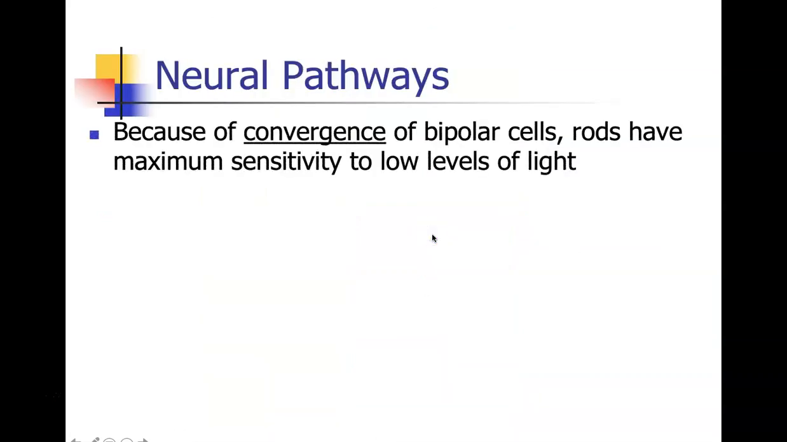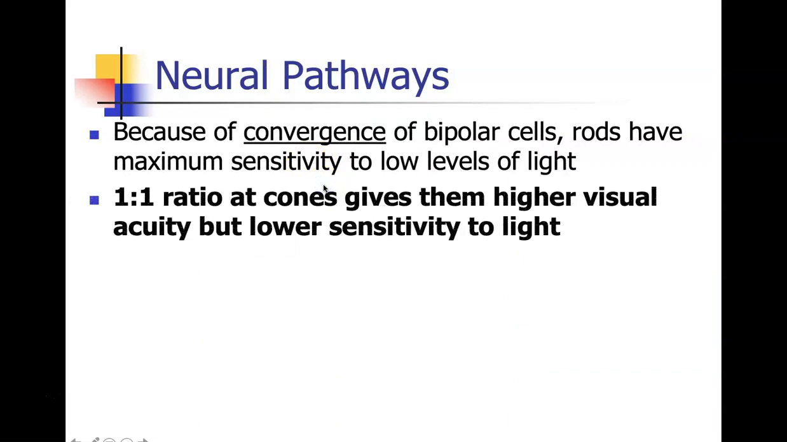Okay. So because of this convergence of bipolar cells, rods have maximum sensitivity to low levels of light. And it's this 1-to-1 ratio at cones that gives them higher visual acuity but lower sensitivity to light. So it's a trade-off between acuity and sensitivity. And luckily we have both, so we can do both things, right? We can have that high visual acuity during the day with that 1-to-1 ratio, and we can use the rods to be more sensitive to low levels of light.